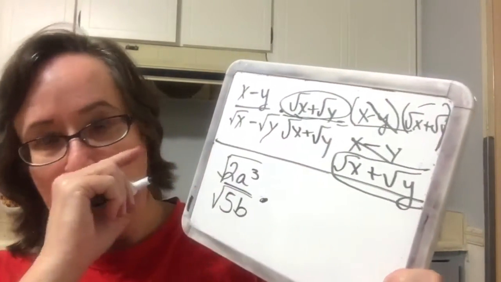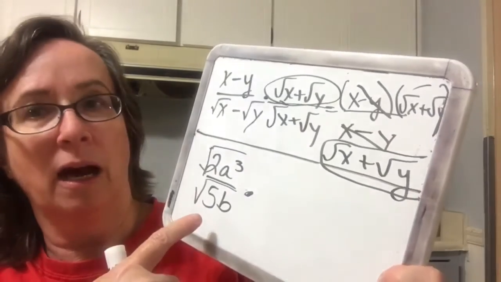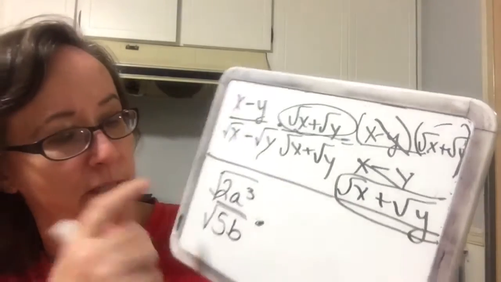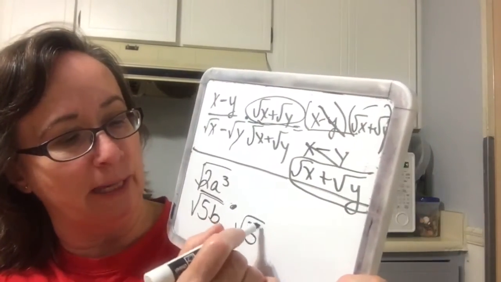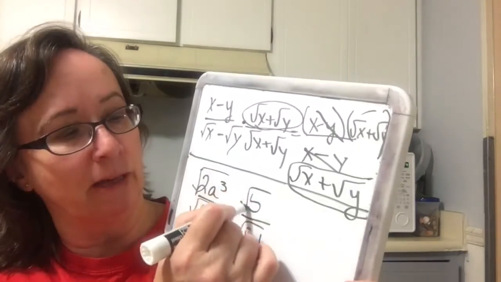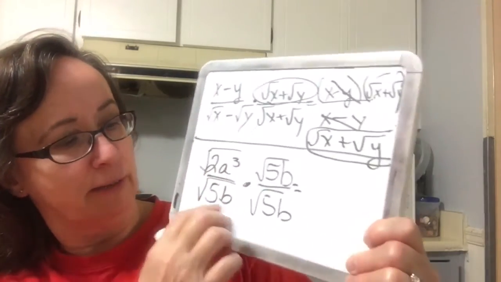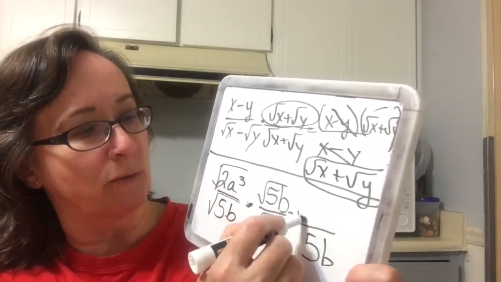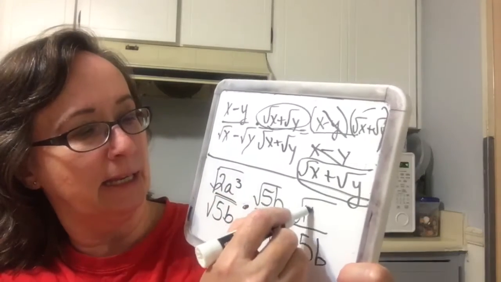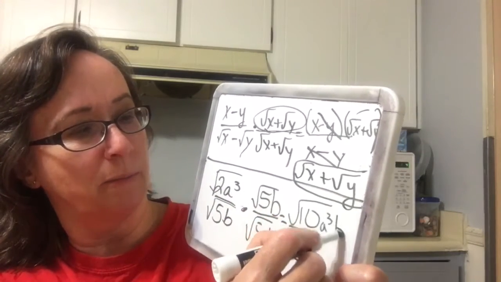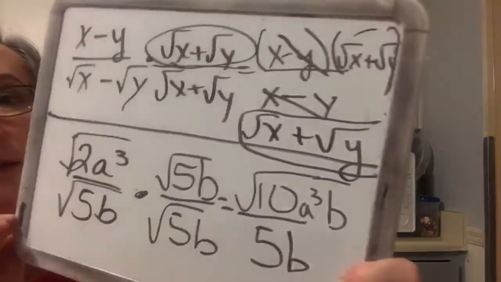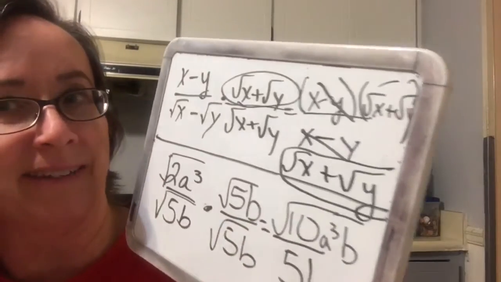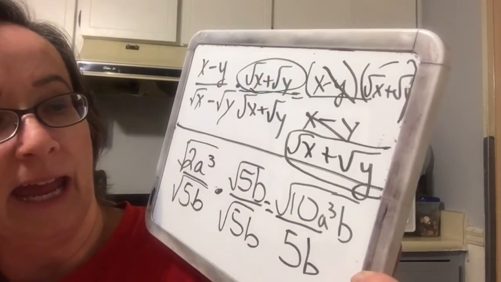So we're going to multiply by the smallest. That one is simplified. This is a square root, not a higher root. So we're just going to multiply by the square root of 5b over the square root of 5b. Always by 1, always by 1. The denominator is going to become a 5b. The numerator is going to wind up being the square root of 10 a cubed b. And that one is not going to simplify, because even though this is a 10 and that's a 5, the 10 is inside and the 5 is outside.